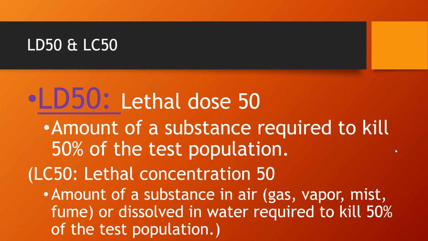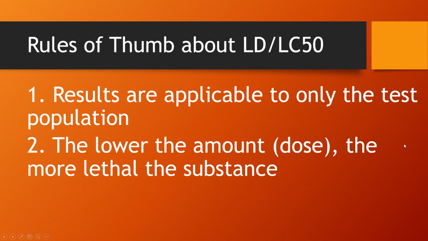They figure out the LD50. This is called LD50 or lethal dose 50. This is the amount of a substance required to kill 50% of the test population. Lethal concentration 50 is the amount required to kill, but we mainly focus on LD50. A rule of thumb about LD50 is that it's applicable technically only to the test population. We're never going to test these things on humans. And the lower the dose, the more lethal the substance.